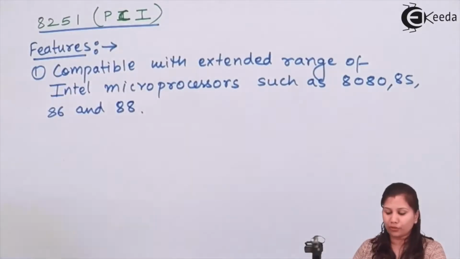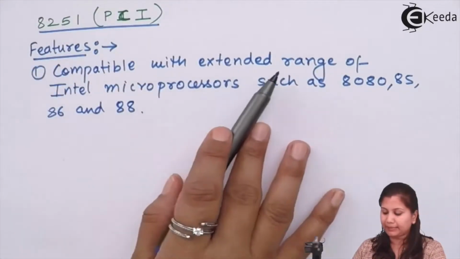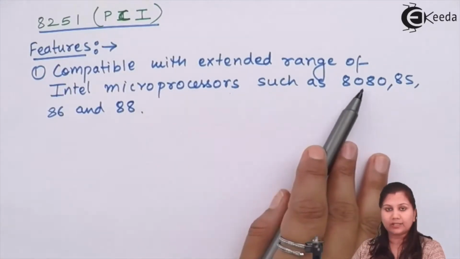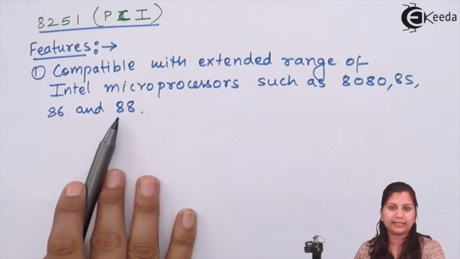So the first feature of 8251 is that it is compatible with the extended range of Intel microprocessors such as 8080, 85, 86 and 88.